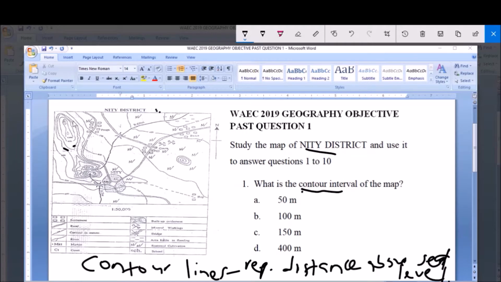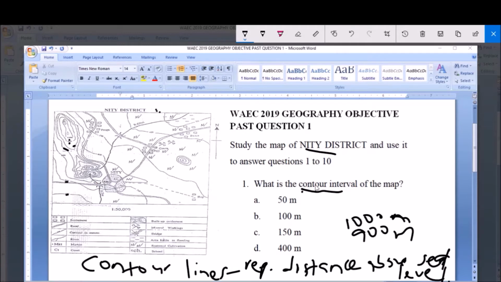On each contour line you can see numbers. On this one you have 1000, representing 1000 meters above sea level. On the next one you have 900, representing 900 meters above sea level. Progressively on this you have 500, and this you have 400.